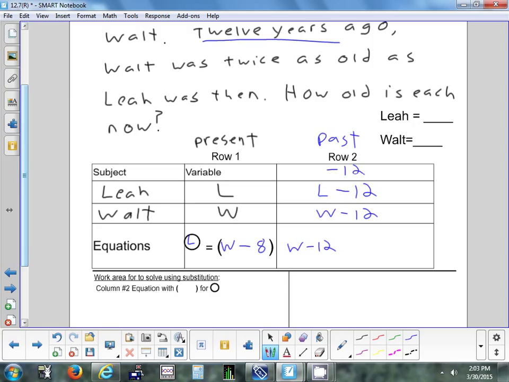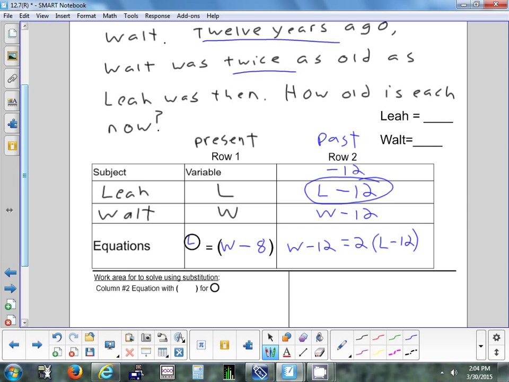Okay, so it says 12 years ago. This is age 12 years ago. He was twice as old as Leah was then. How old was Leah 12 years ago? No, Leah in the present is L. Leah in the present is L, in the past is L -12. Yeah? Now, it doesn't just say Walt was, it has this number here, twice. Parentheses, yep. And 2. So Walt, 12 years ago, Walt was twice as old as Leah was.